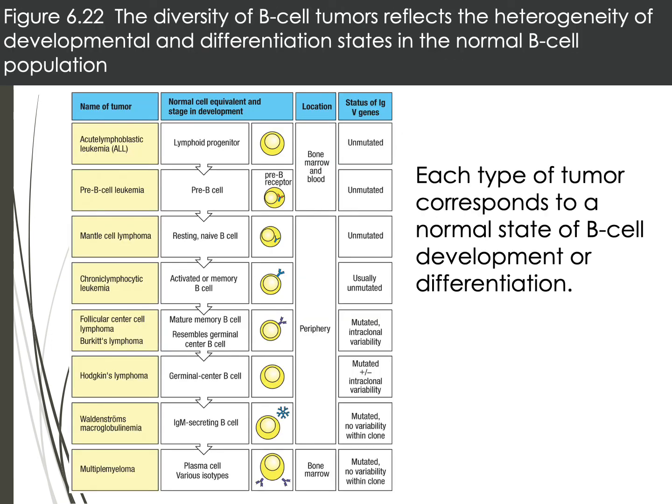So if you're interested in different tumors that originate from the B cell lineage, this figure does a nice job of summarizing that. You should be aware that there are different B cell tumors, and each of them is going to correspond to a normal stage or state of the B cell during its development and differentiation. And so we can use surface markers to indicate what type of tumor you have based on those markers on the surface and what stage it is in.